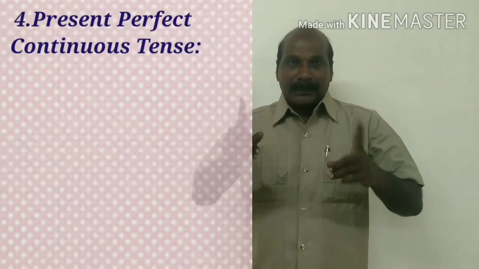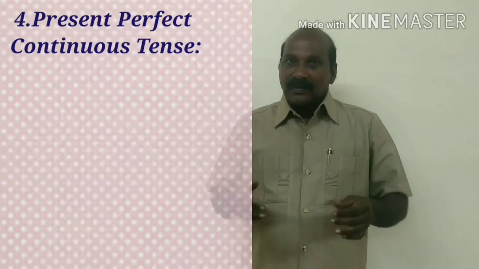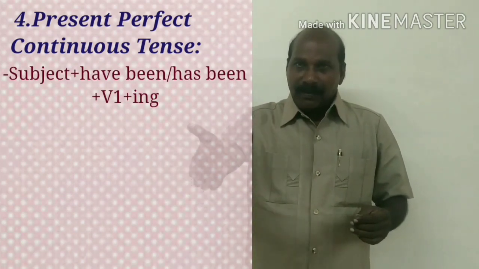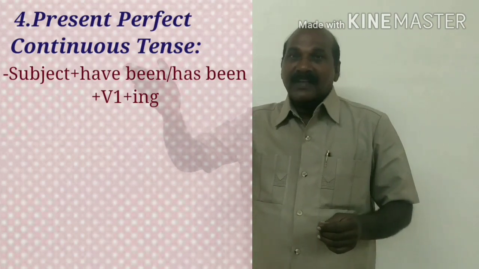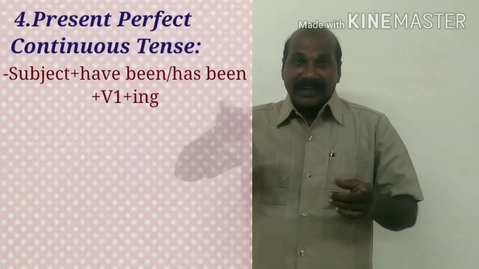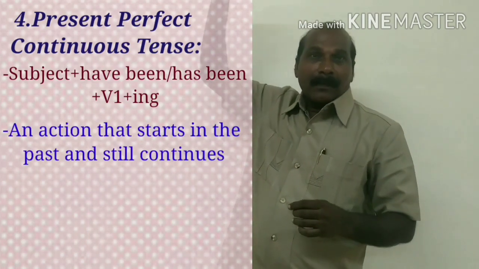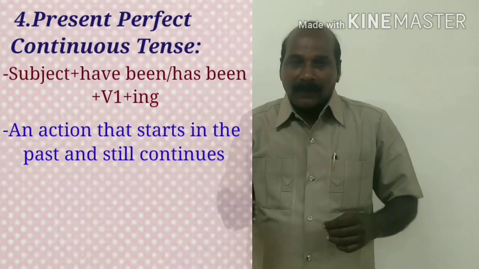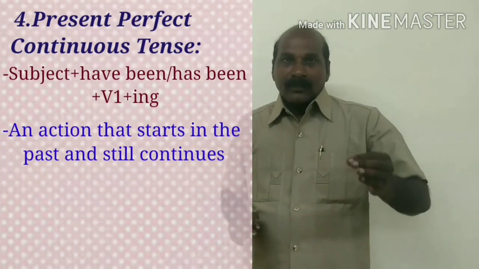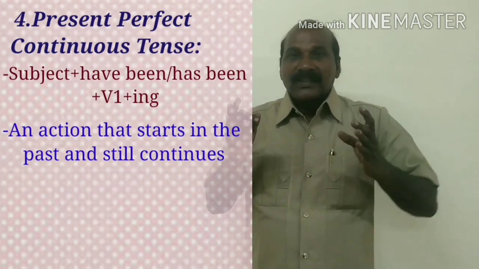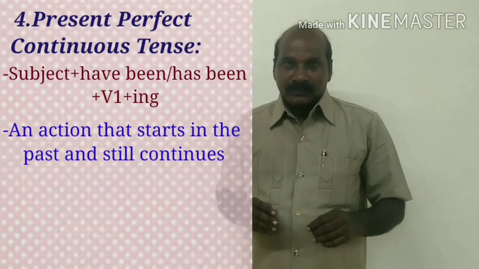Coming to the fourth tense, present perfect continuous tense. The basic formula for this is subject plus have been or has been plus V1 plus ing. We use this tense to indicate an action that starts in the past and still continues at the moment of speaking. For example, I have been teaching the students for 34 years.